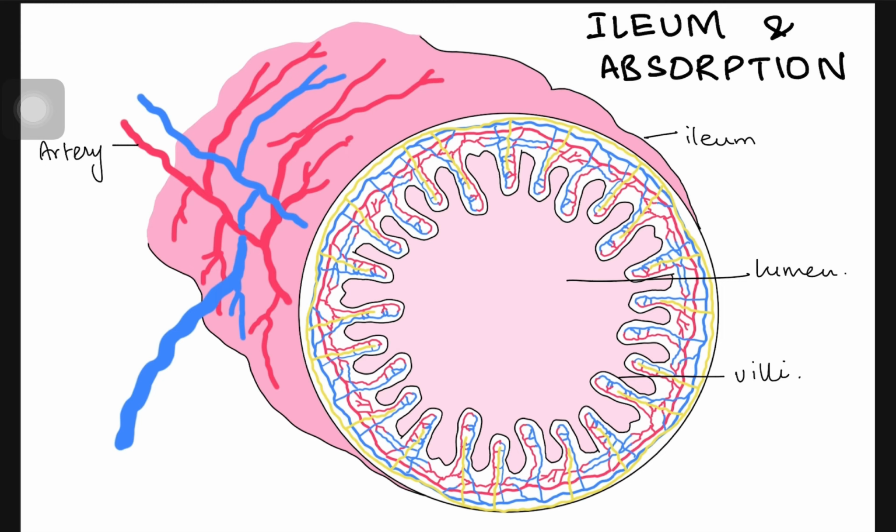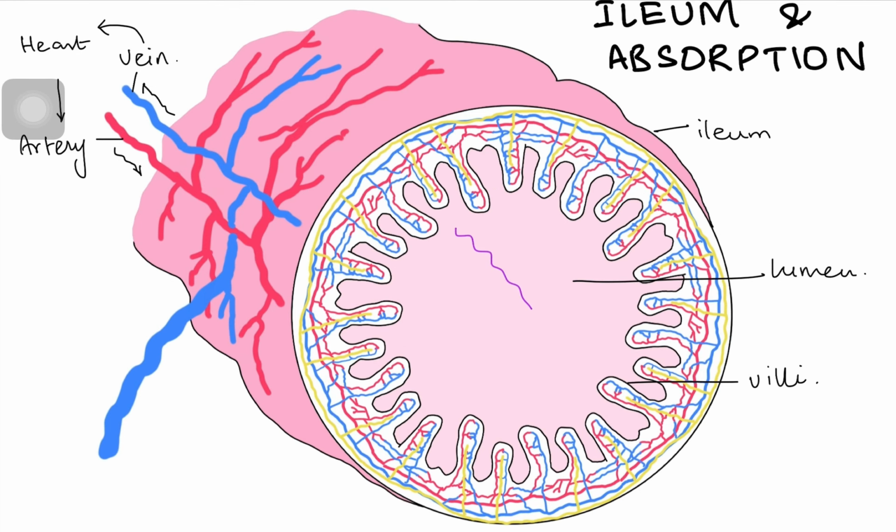Now as we look closer, we know that there's an artery coming towards the intestine, obviously from the heart, which brings oxygenated blood, and there's a vein going back. That means there's a constant supply of blood.